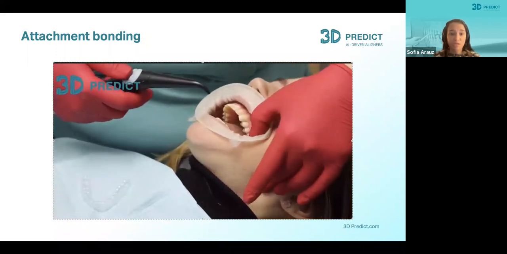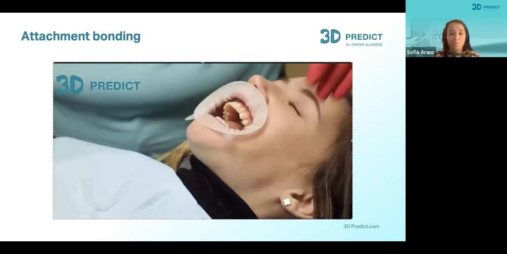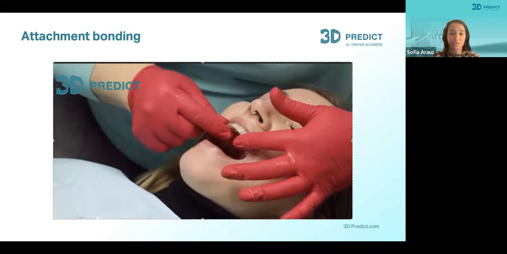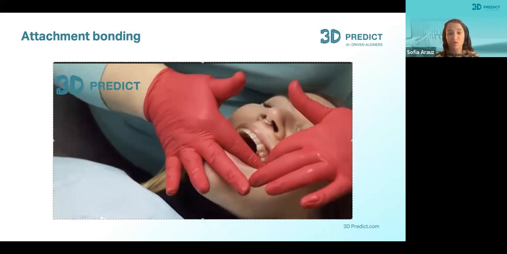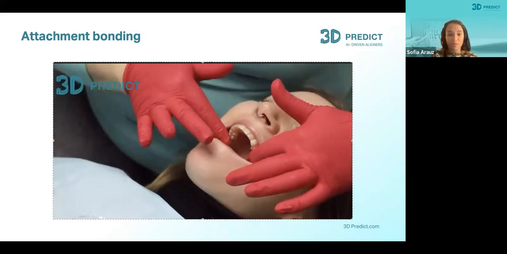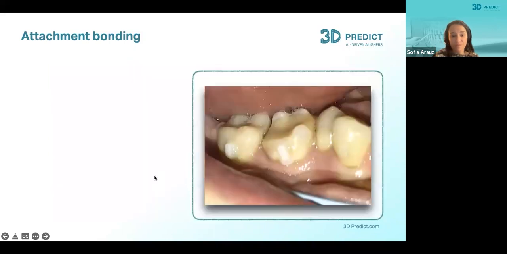And at the end, she is just rinsing, drying, and trying on the aligner step, and you can see everything fits. I always suggest starting from the front to the back when you're placing that step. And you can see no issues, everything is great.